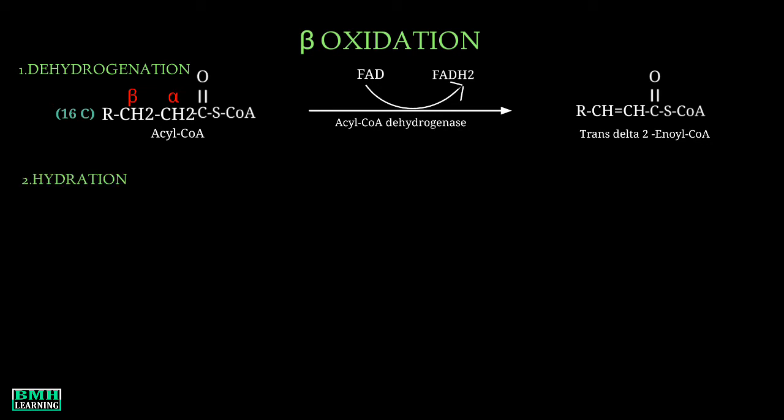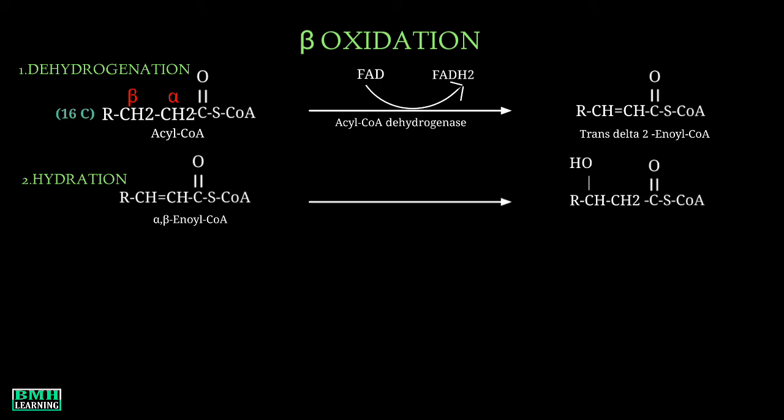The second step is hydration. In the second step, the double bond between the alpha and beta carbon of trans-delta 2-enoyl-CoA is hydrated. The name of this product is L-beta hydroxyacyl-CoA. This compound has a hydroxyl group attached to the beta carbon in place of the double bond. This reaction is catalyzed by the enzyme enoyl-CoA hydratase. This step requires water.